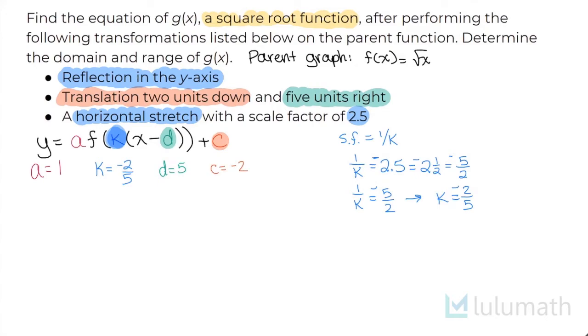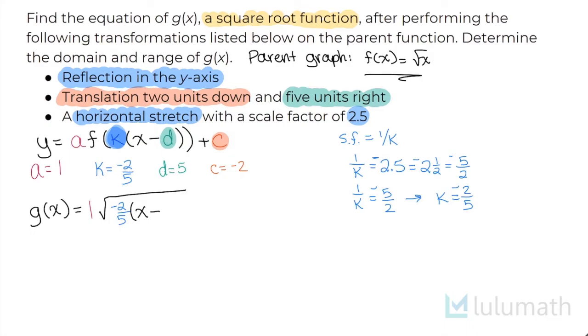Let's go ahead and plug in all this information. So here we're going to use g of x because that's what we're asked to use in the question. And the a value here is 1. And since the parent graph is the square root of x, this f right here, our function rule is to take the square root of this k times x minus d. So our k value here is negative 2 over 5, and then we're going to write multiplied by x. And then here our d value is 5. That will preserve this minus sign. It doesn't change into a plus sign because we're not subtracting a negative.